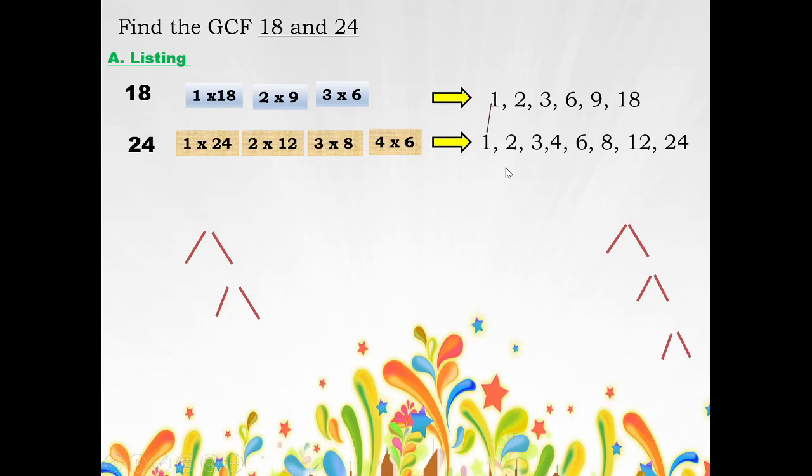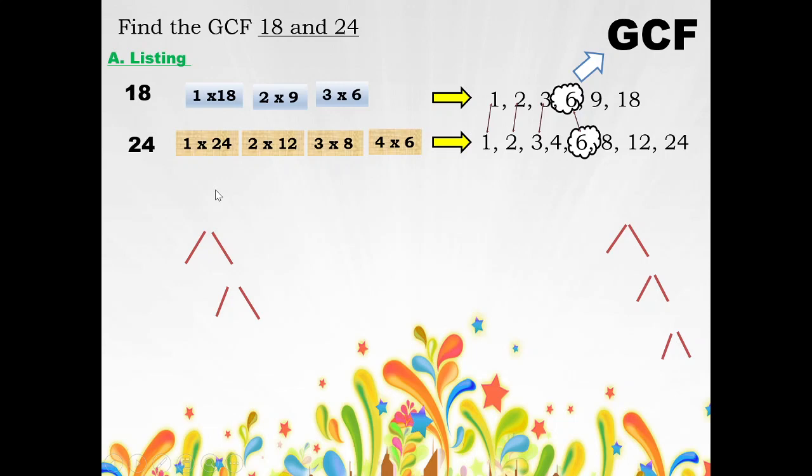Again, 1 is a common factor of 18 and 24. We have also 2, common factor pa siya. We have also 3 and 6. So, nakuha na natin yung common factors. Ano kaya yung GCF? What is the greatest number or the largest number? We have 6. So, the GCF of 18 and 24 is 6. That is how we use the listing.